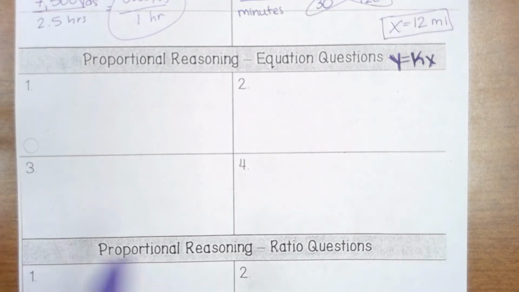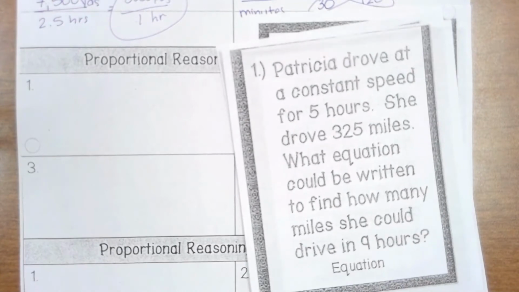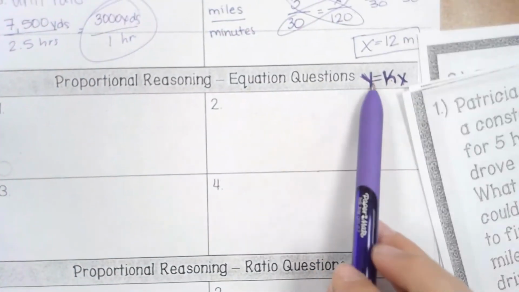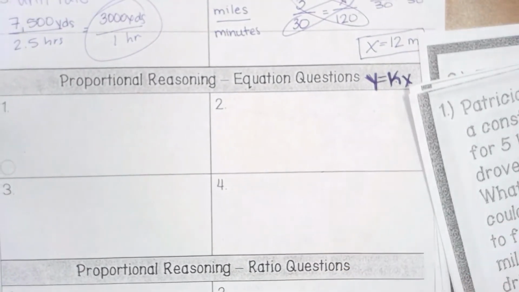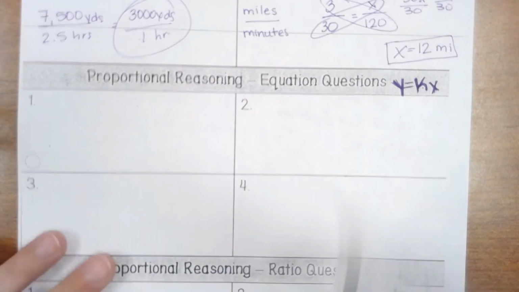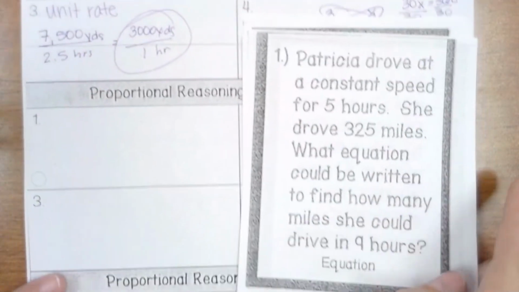All right, so first one here, Patricia drove at a constant speed for 5 hours. She drove 325 miles. What equation could be written to find how many miles she can drive in 9 hours? So the first thing that we need to do is figure out, well, if I know that my equation is going to be y equals kx, I need to know what is my constant of proportionality. So just like we did up here, we had to find the rate of change by taking unit rates.